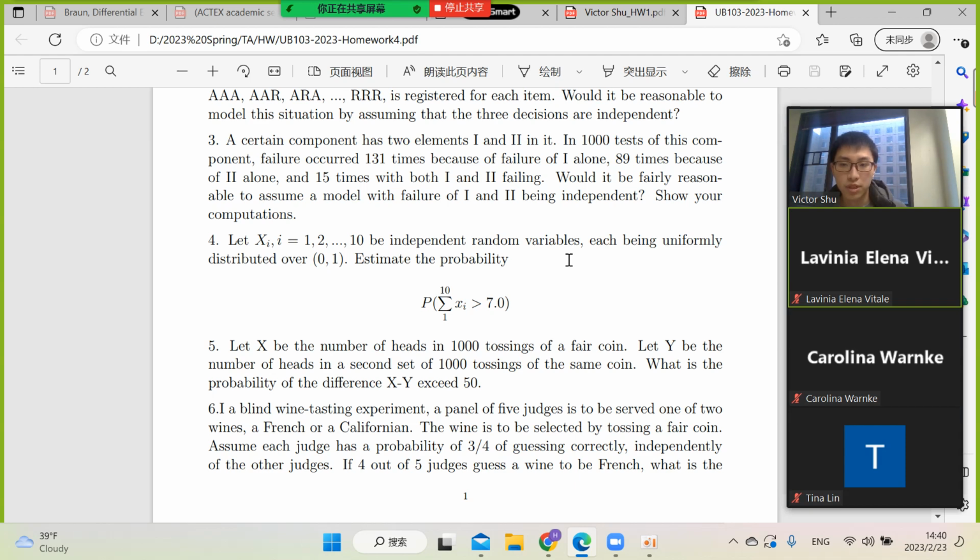They're all uniformly distributed over 0 and 1, but they're independent, right? The outcome of x1 does not affect the outcome of x2 or x3, all the way to x10. They're independent of each other. So here you can simplify your covariance term to 0, and the variance of a plus b plus c just equals the variance of a plus the variance of b plus the variance of c, etc.